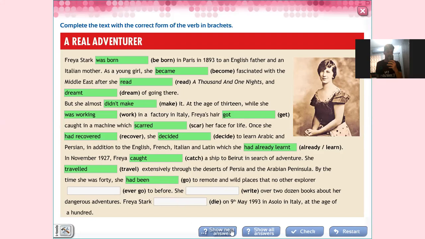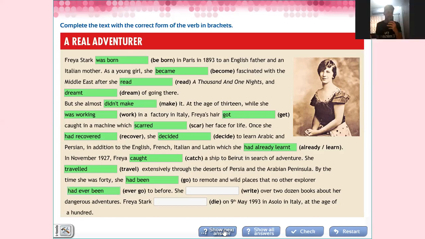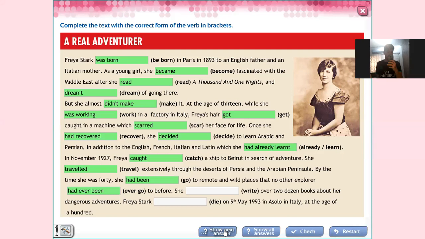A ver, Matias Lopez, Julio Aguilar, Javier Alvarado, turn your camera on. You can participate. No other explorer... A ver, Camila. Had ever gone to before. Had ever been, had ever gone to before, exactly.